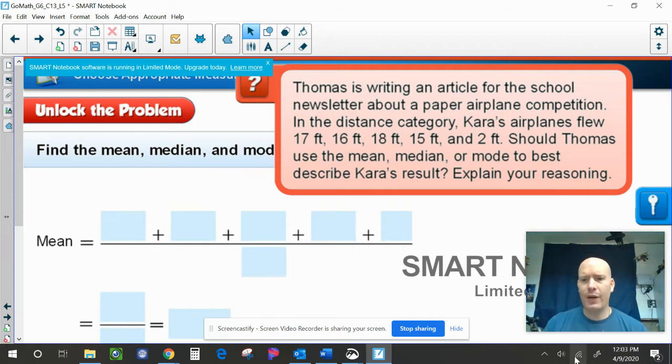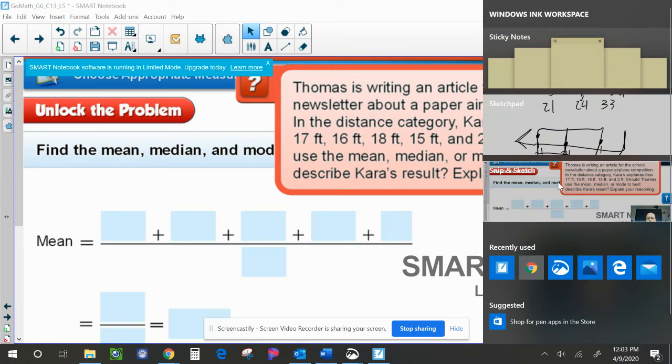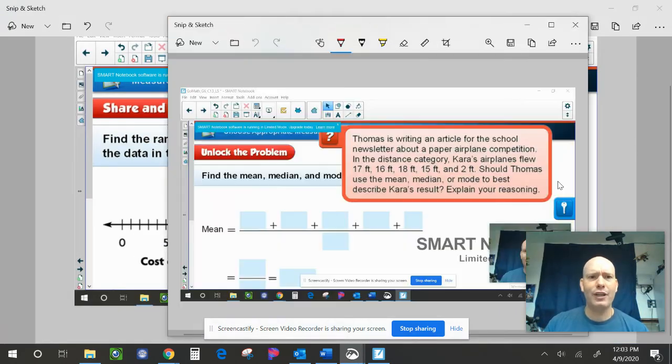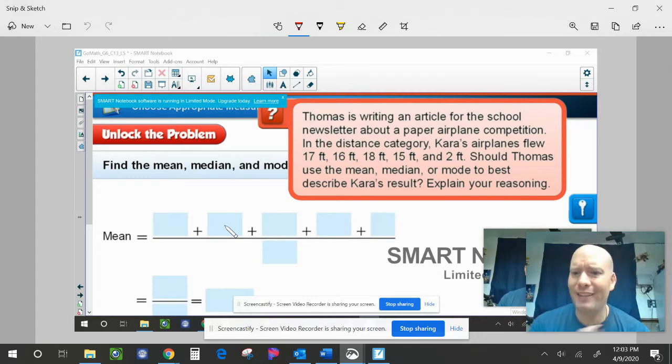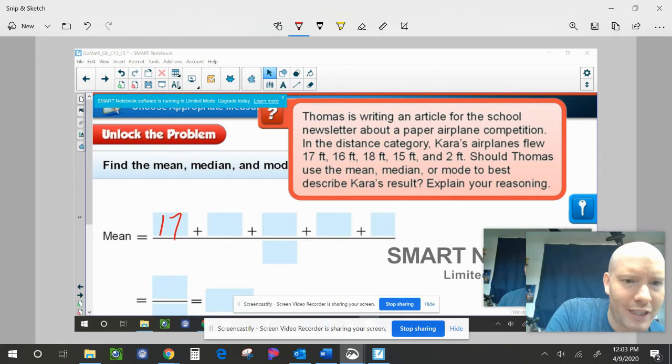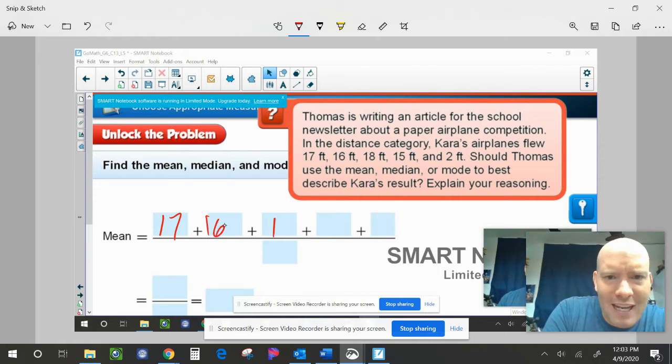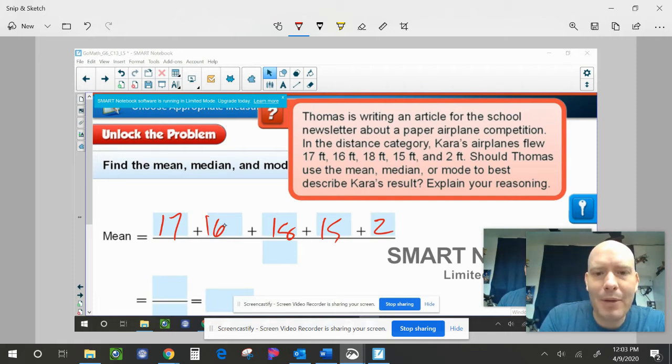First thing, let's go ahead and find the mean. Remember, mean is just another way of saying average. Anyway, let's go ahead and do the average here. Do we have to worry about it being in least to greatest order? Not with average, not with mean. So we can just add them all up: 17 plus 16 plus 18 plus 15 plus 2. And then we divide by how many we have: 1, 2, 3, 4, 5. Okay, so there's our problem.